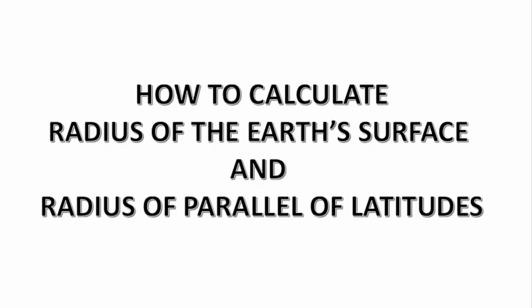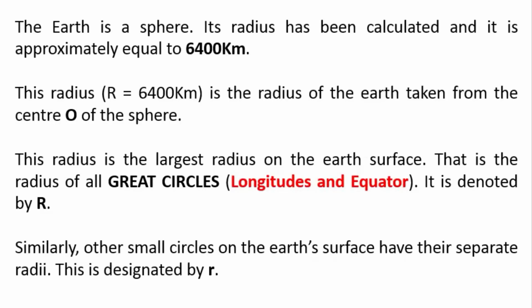I want us to understand certain things about this calculation. First and foremost, I want us to know that the Earth is a sphere, which is very common. Its radius has been calculated already, and it is approximately equal to 6,400 kilometers. Of course, in our questions, unless otherwise stated, this is what we will always use to solve our problems.